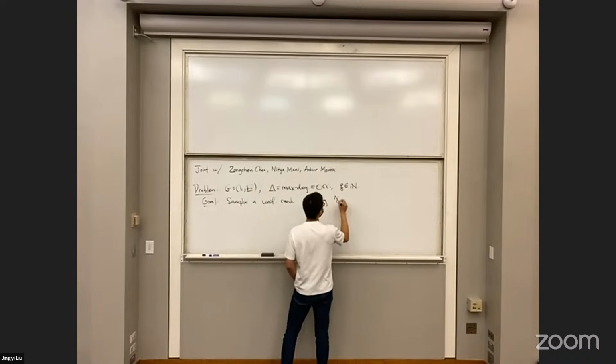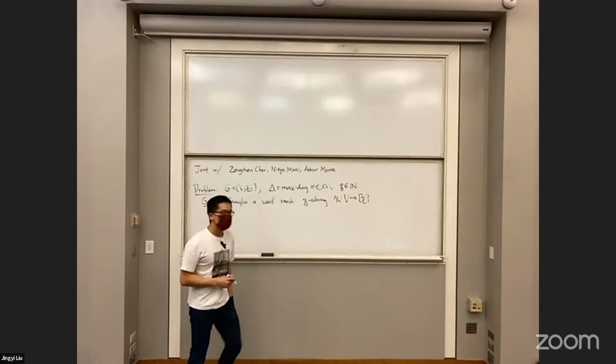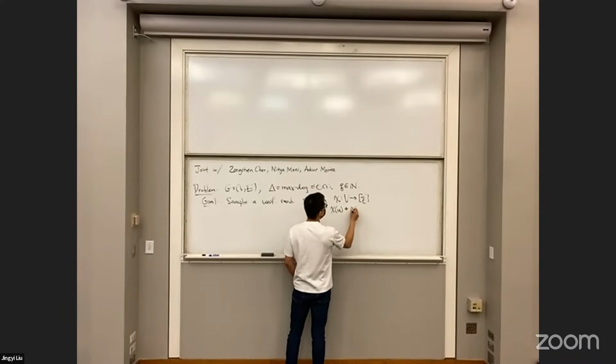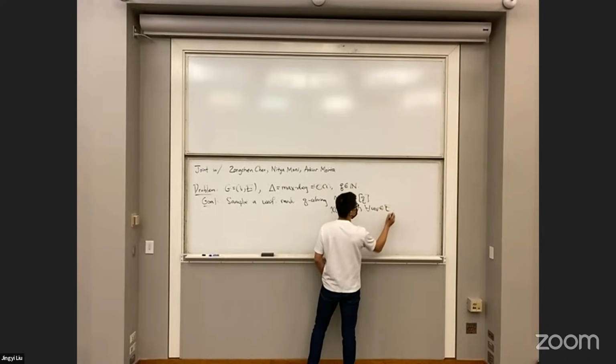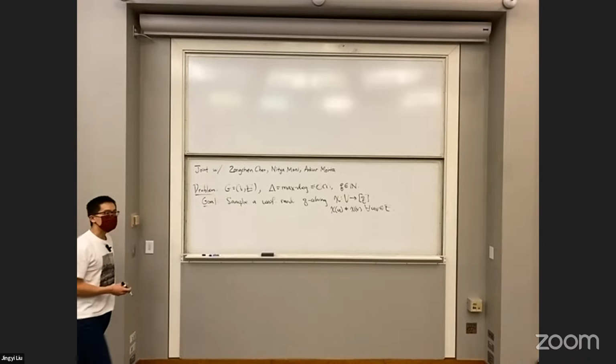Okay, so just to make sure we're all on the same page, recall a q coloring is an assignment of colors 1 through q to the vertices, such that neighboring vertices do not get the same color. Okay, so this is a very fundamental example of a constraint satisfaction problem.